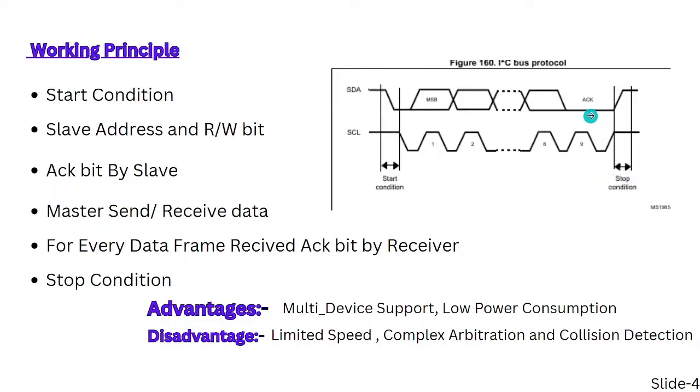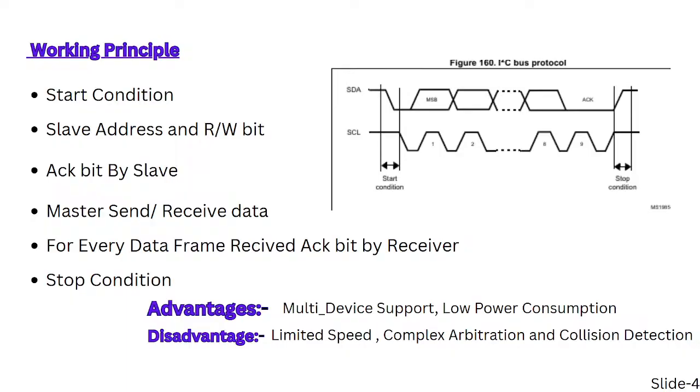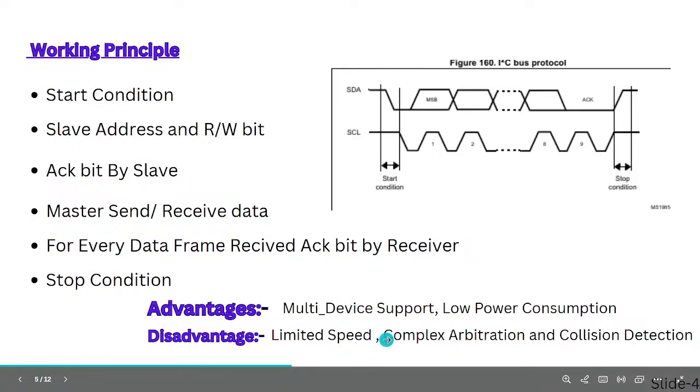When the status of the serial data line goes from low to high, that means it is the stop condition. The advantage is that we can use multiple masters and multiple slaves, so multi-device is supported, with low power consumption. Power consumption is low, and there are disadvantages: speed is slow, complexity is more, and collision detection.